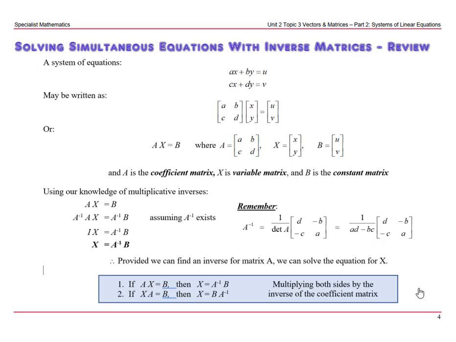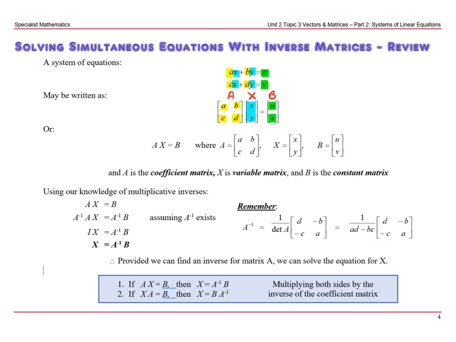Now if we've got a system of linear equations, ax plus by equals u, cx plus dy equals v, we pull out the coefficients to make our coefficient matrix. So a, b, c, d, and that coefficient matrix is A. Our variables are x and y. So that's our variable matrix, X, and then our constants are u and v. That's matrix B. So we have AX equals B.